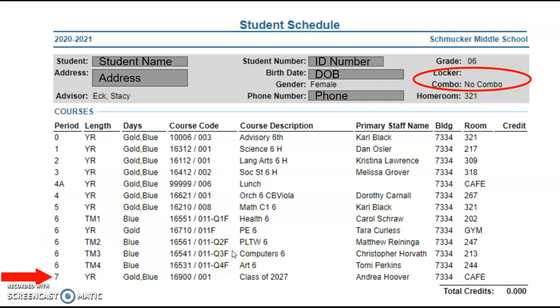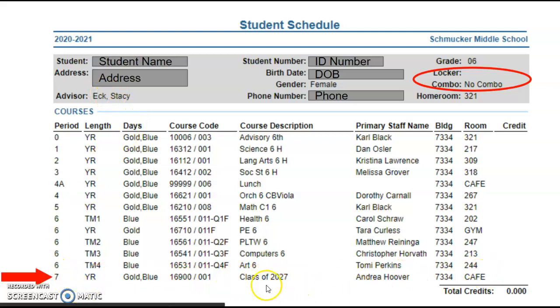And then finally, every student has a 7th period listed, but this is important to know. This is not a class that meets in person. It's called the Class of 2027, and it's listed to be with Mrs. Hoover. Mrs. Hoover is one of the school counselors here. So one important thing to note, if you do see Mrs. Hoover's name here, that does not necessarily mean she's your school counselor. Up top, it will indicate who your school counselor is. But Mrs. Hoover's name will be listed here.